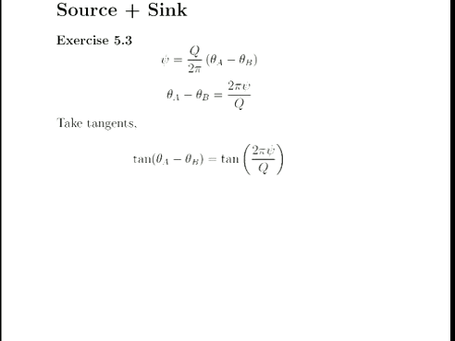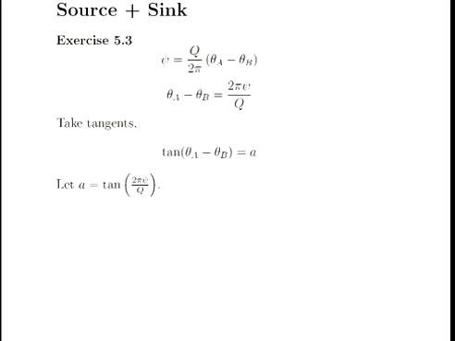So I just take tangents of the left and right-hand side of that equation, and you'll see that on the right, that bracketed term 2 pi psi on q is a constant for a given streamline. We're saying that for any streamline, psi is going to be a constant, and we know that q and 2 pi are constant, so that tangent term on the right-hand side can be expressed purely as a constant, and I'm going to call that A. So just let tan 2 pi psi on q equal A, and then we can just write that tan of theta A minus theta B is equal to some constant A.